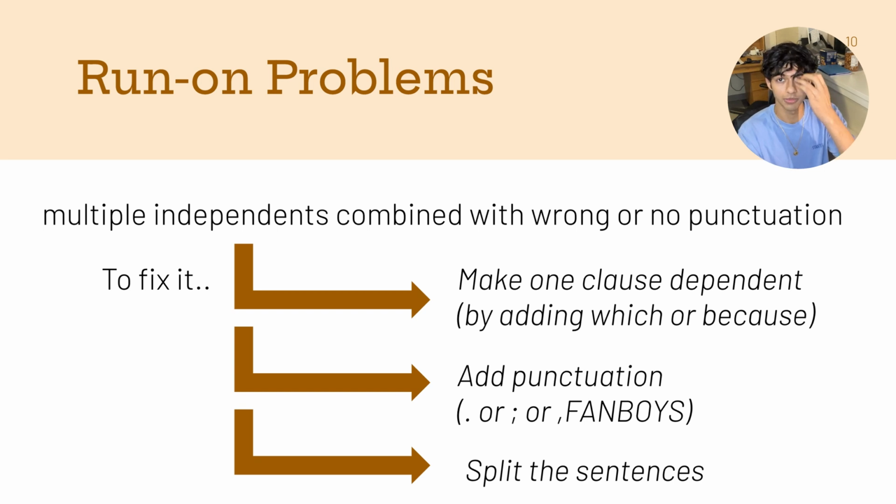All right, the next type of problem that the digital SAT is gonna ask you related to sentences are run-on problems. This is basically multiple independent sentences combined with wrong or no punctuation. So there are 3 ways to fix this. You can make one of the clauses dependent. You can add punctuation. There are only 3 punctuations you can add: a period, a semicolon, or a comma FANBOYS, which we'll talk about later. Or you can split up the sentences, which is basically adding a period.